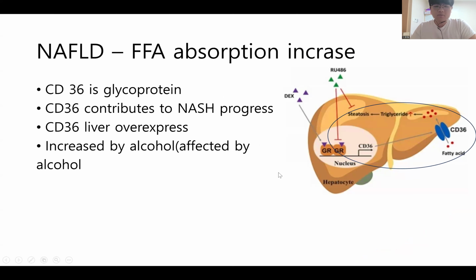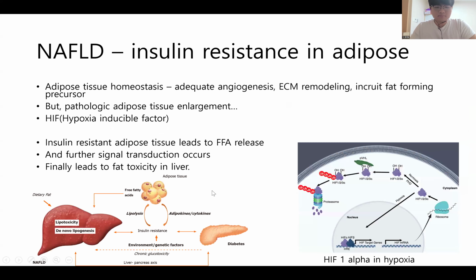CD36 is a kind of glycoprotein involved in free fatty acid absorption and movement in the cell. When overexpressed in liver cells, it increases triglyceride storage, which is related to fatty liver.